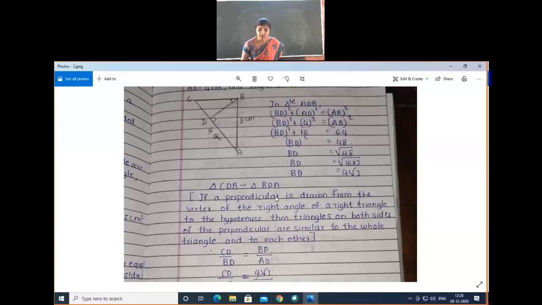If a perpendicular is drawn from the vertex of the right angle of a right triangle to the hypotenuse, then the triangles on both sides of the perpendicular are similar to the whole triangle and to each other. Yes, we discussed this property while discussing the triangles topic, right? If a perpendicular is drawn from the vertex of a right angle of a right triangle.